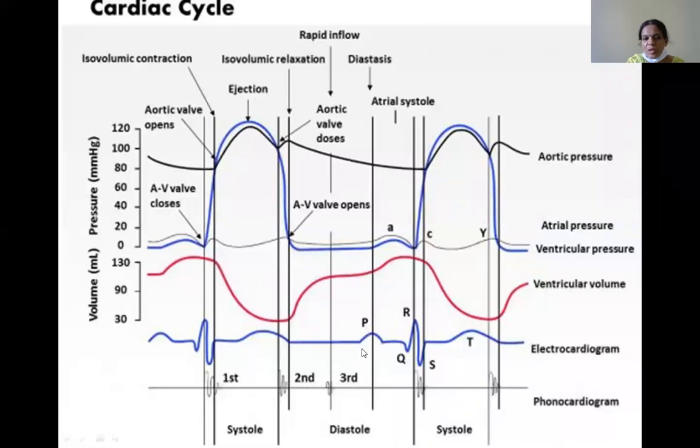During the P wave, atrial contraction occurs. Then what happens? Blood will be pushed into the ventricles. That is how you see this ventricular filling: the ventricular volume is being increased. So this is the filling of the ventricles. When this ventricular volume increases, the pressure as well increases, right?